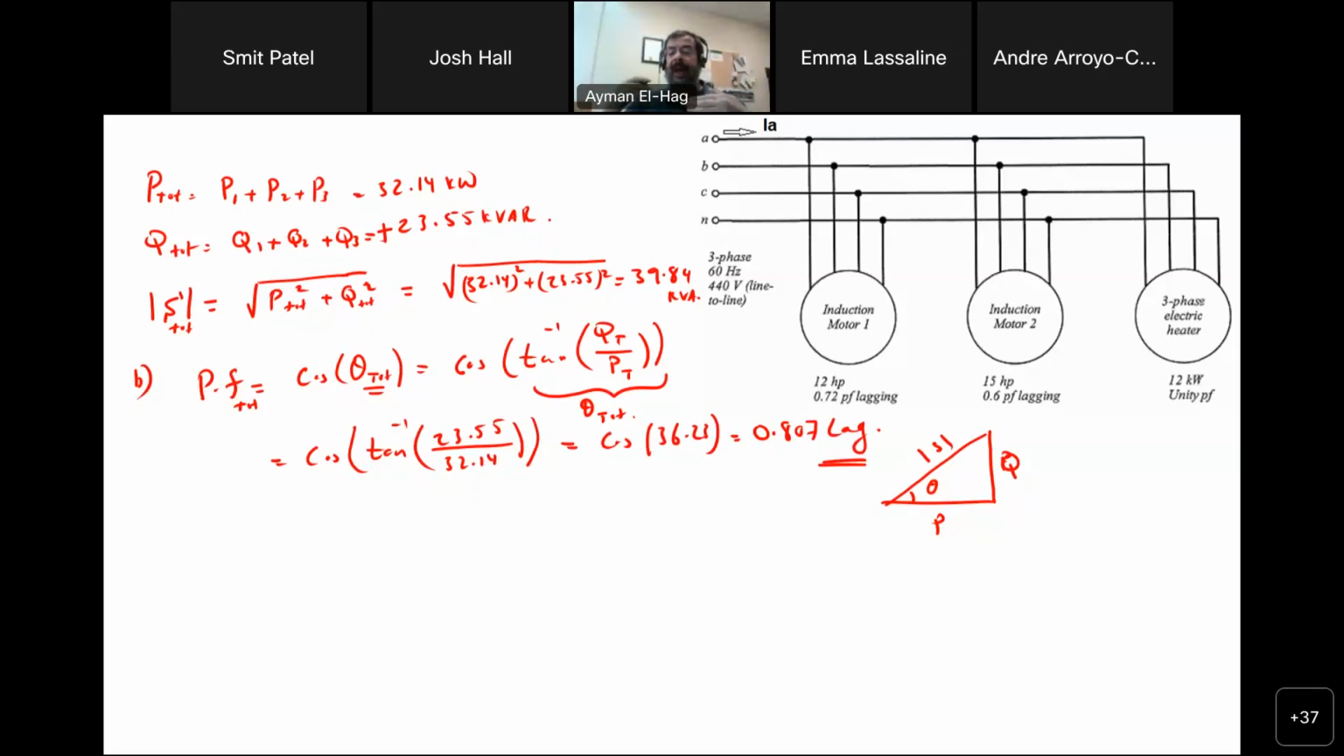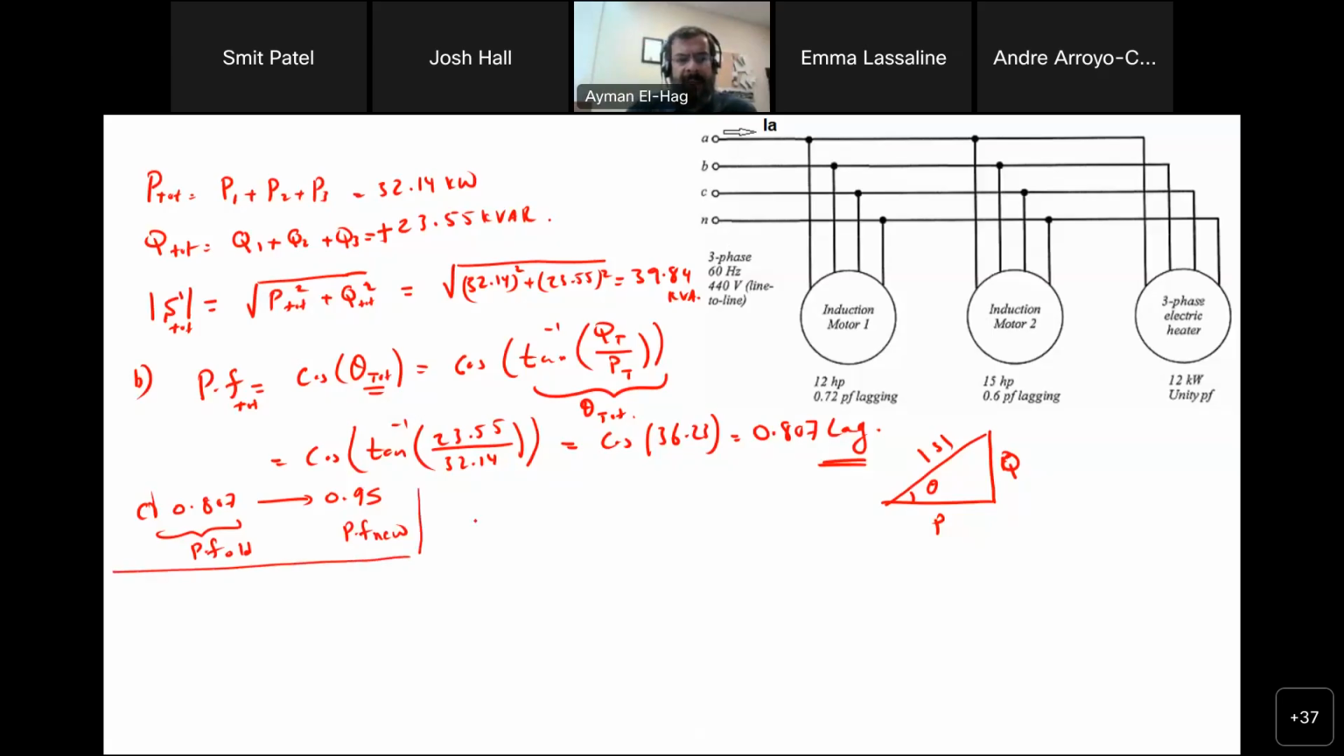Now, I want to find the needed Q to improve this power factor from this value to 0.95 lagging. So now in part C, I want to improve the power factor from 0.807 to 0.95. That will be my power factor old, and this is my power factor new. As we mentioned before, there is a systematic way to find this, so we will have the old and the new.